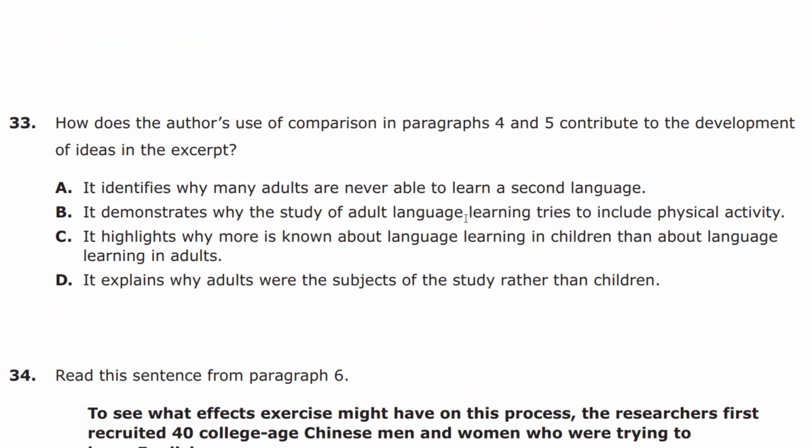Let's look at the answer choices. A, it identifies why many adults are never able to learn a second language. Okay, paragraph 5 did talk about how hard it is for adults to learn a language. But it never said never. Never is too extreme a word. That literally means no adult can ever learn a second language. That's absurd. That's completely false. So students might be compelled by A, but remember, it's far too extreme. It absolutely cannot be correct.